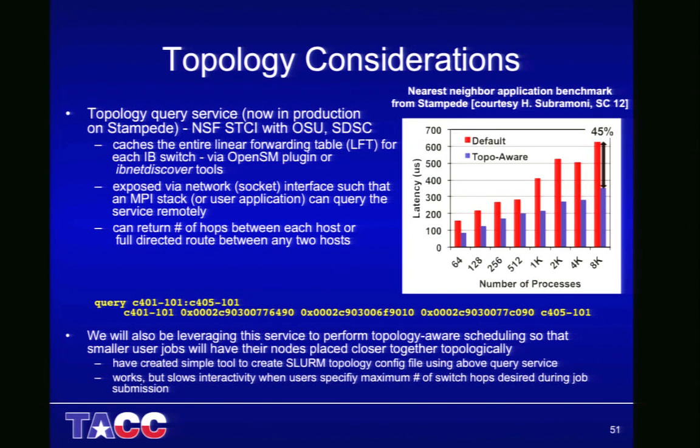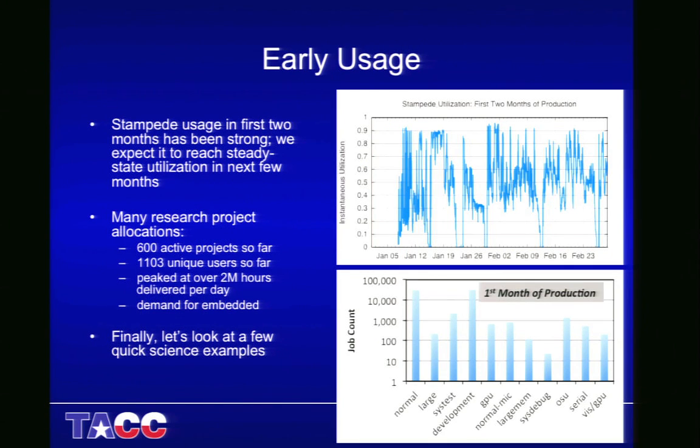And one of the things we've made available on Stampede is a mechanism that any user can actually query where they're at in the fabric. And it's host-based, so you can do things like this. You can query 2 different host names, and it'll tell you either the number of hops between those hosts, or if you really want to know the route, it actually caches all the routes. So if you're an InfiniBand person, you'll recognize these as switch GUIDs, and it actually caches all the switch GUIDs and gives those back to you. And that's something that we put into production on Stampede.